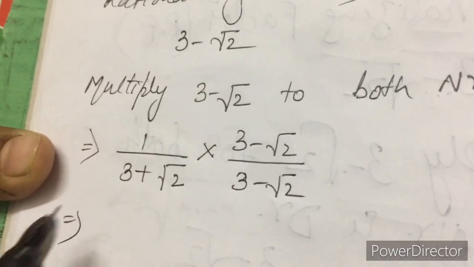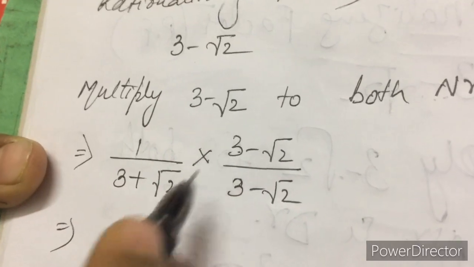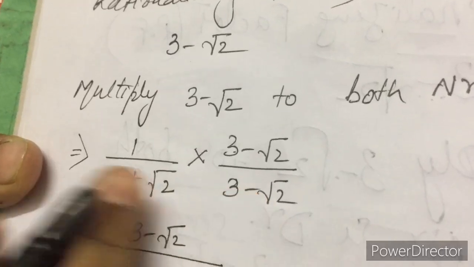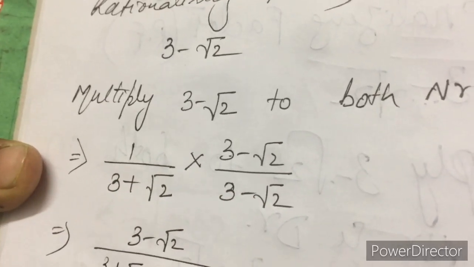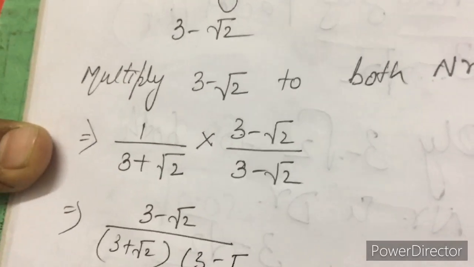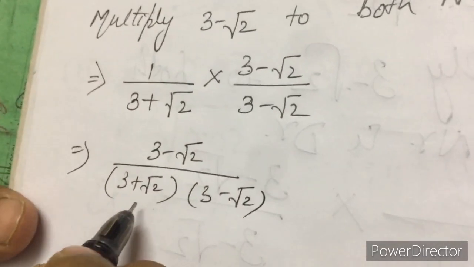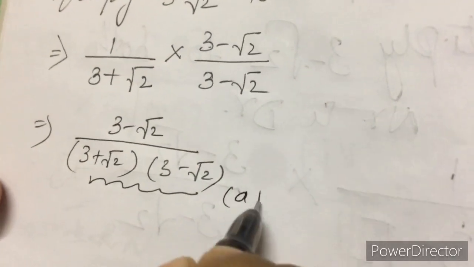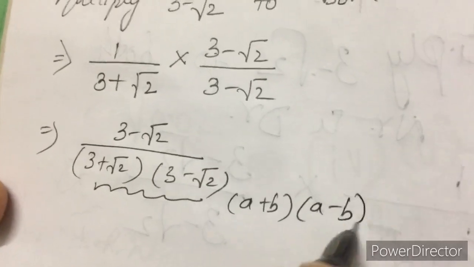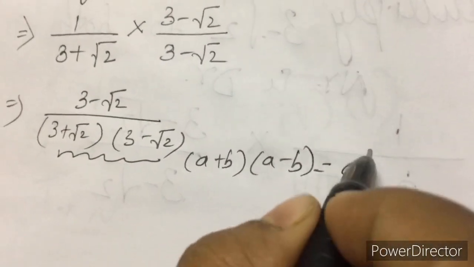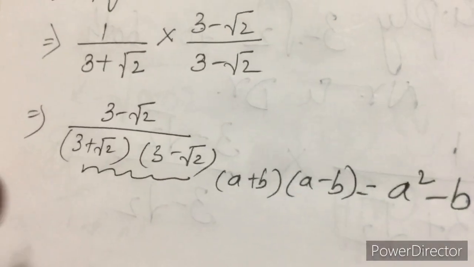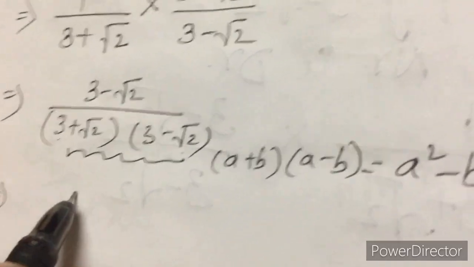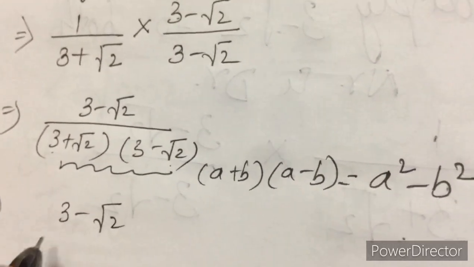Clear? Now what will you do? Multiply 1 into 3 minus root 2, same number 3 minus root 2. Then what about the denominator? Please observe it. I am writing with brackets. This will be like your formula, right? A plus B, A minus B equals A square minus B square. A is 3 here, B is root 2, as we did in our online classes. You know this formula, how to substitute.